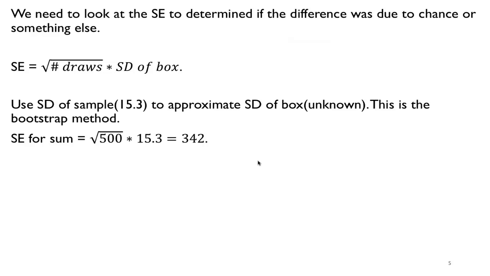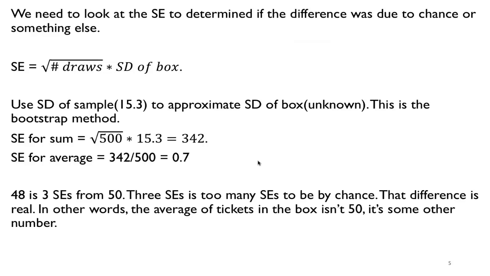Using that, we find the SE of the sum is 342. Now we'll find the SE of the average, so we divide that by 500 to get 0.7. So this says that 48 is actually 3 SE from 50. The way we see that is 48 minus 50 is -2, divided by 0.7 is about -3. So 48 is 3 SE below 50, and that's very far away.